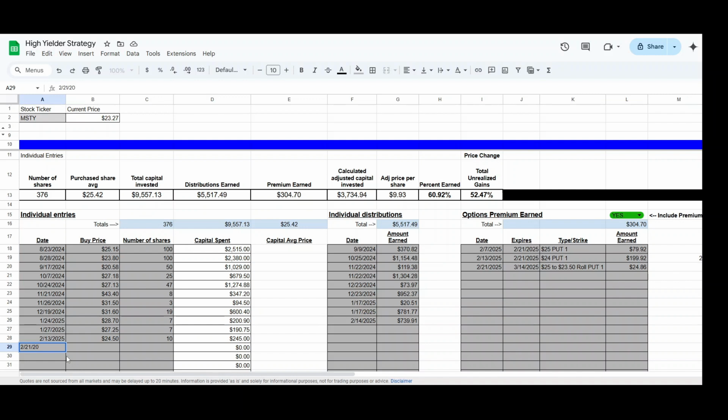And if it does not get assigned for some reason, because the buyer has the right but not the obligation to assign me those shares. And basically what that means is he doesn't have to. They don't have to assign it to me, but it's probably going to happen, right? It's probably going to happen.